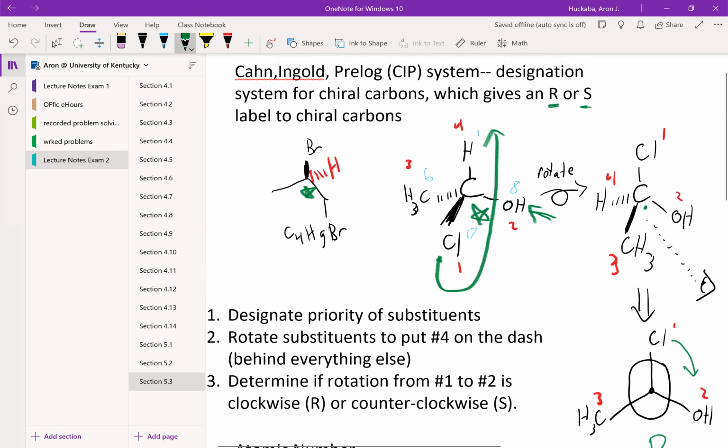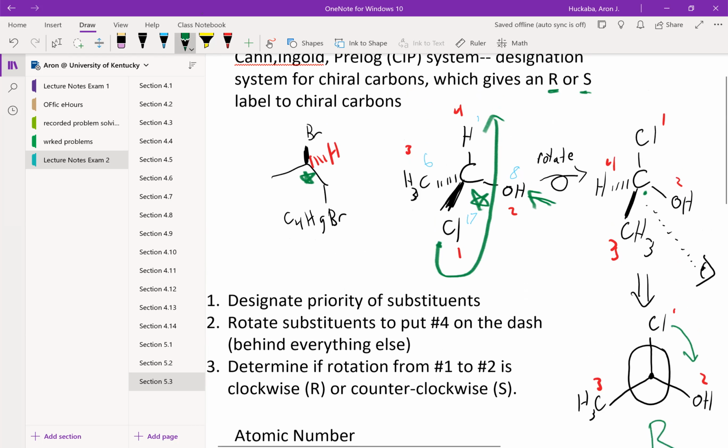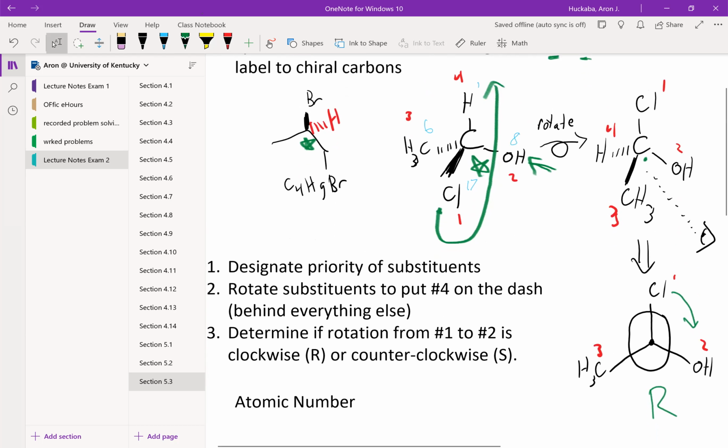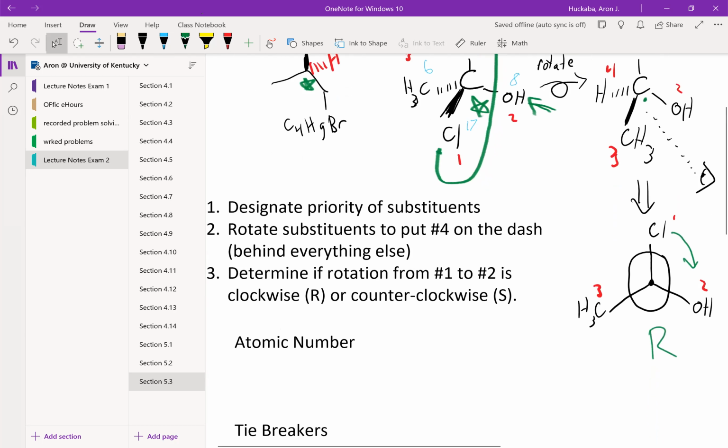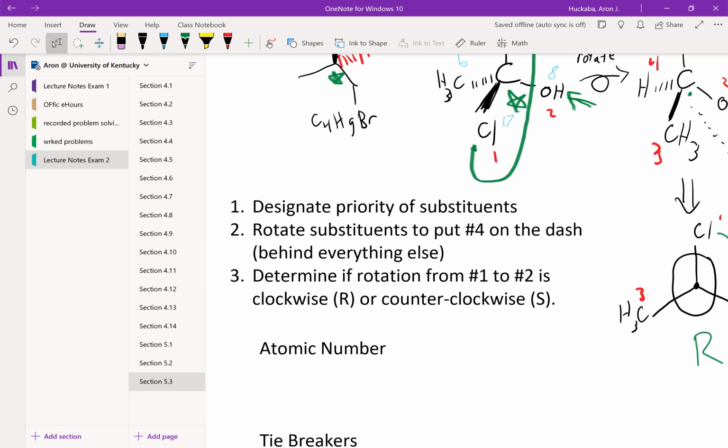So that's our steps, remember. First, assign priority of substituents. Second, rotate everything to put the hydrogen on a dash. Third, make your Newman projection and determine if the rotation from 1 to 2 is clockwise or counterclockwise. Remember, in doing the priority designation, you need to use atomic number to do that. Or in other words, which substituent is bigger?